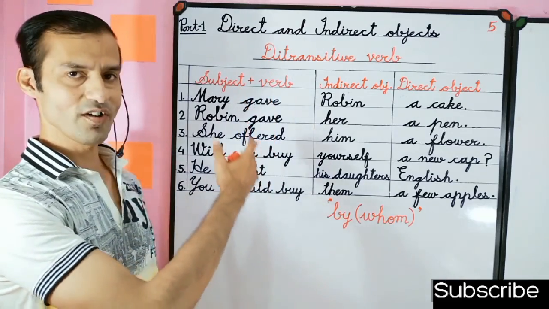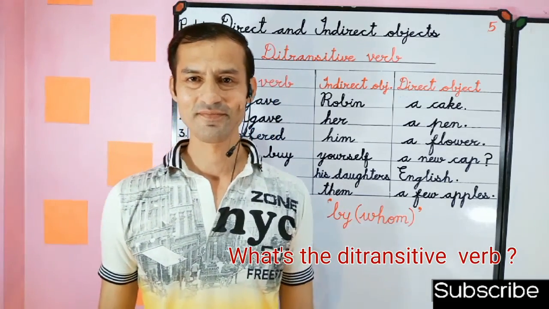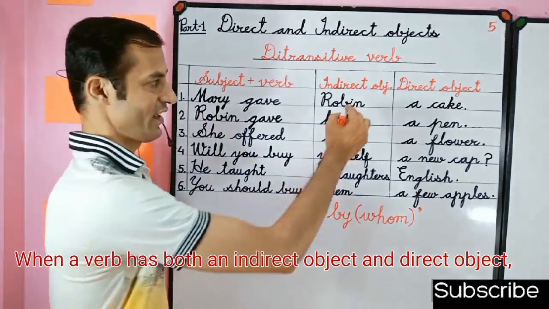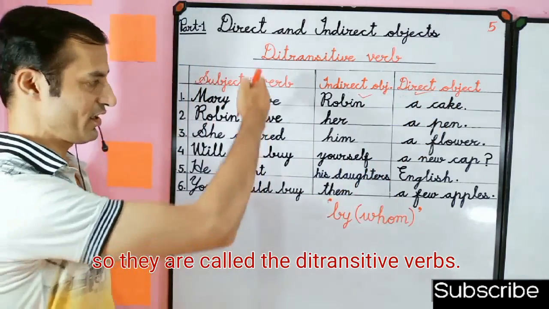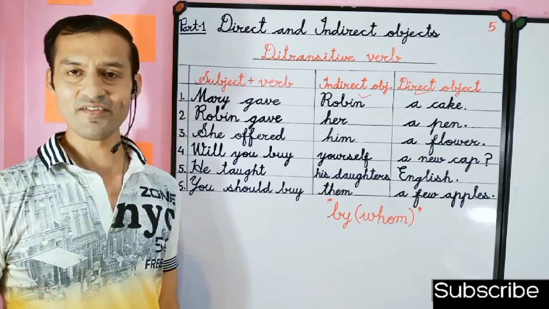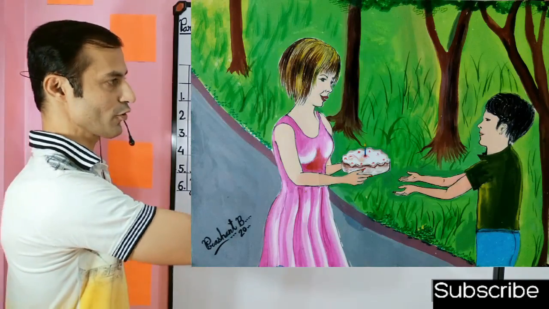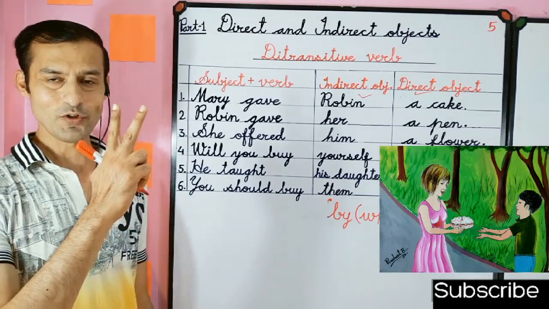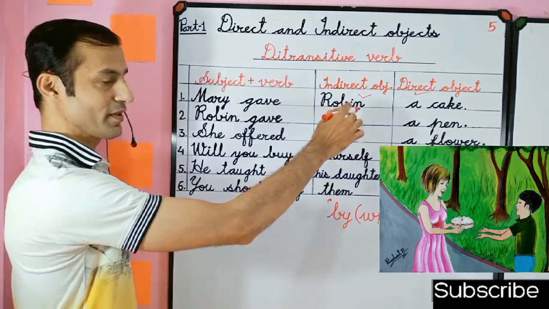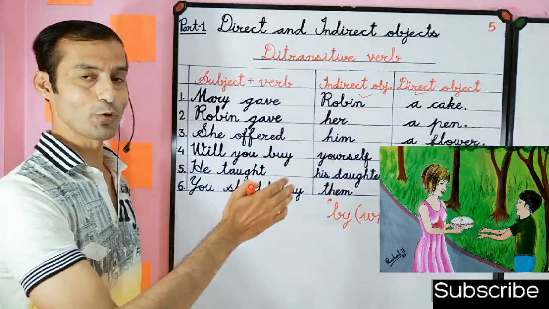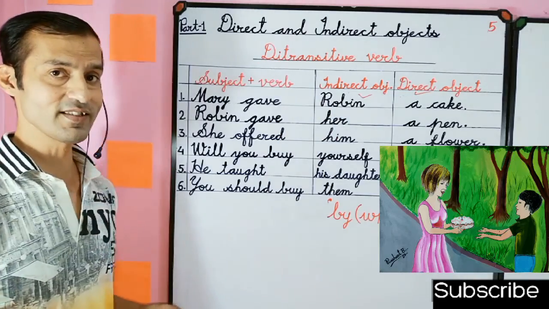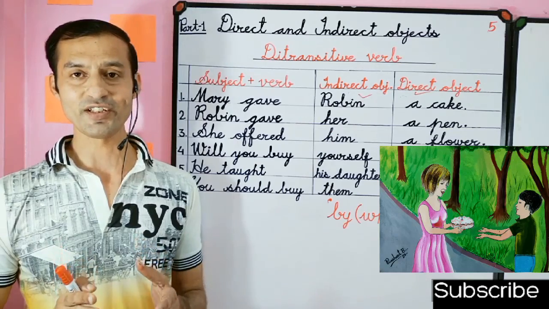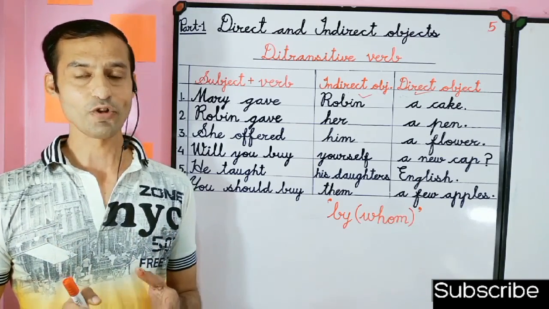And what's the ditransitive verb? When a verb has both an indirect object and a direct object, it is called a ditransitive verb. In the first sentence, Mary gave Robin a cake. It can be said in two ways: Mary gave Robin a cake, and Mary gave a cake to Robin. In this sentence, to Robin is not an indirect object. This is the object of preposition, meaning a prepositional phrase, and both sentences are right.